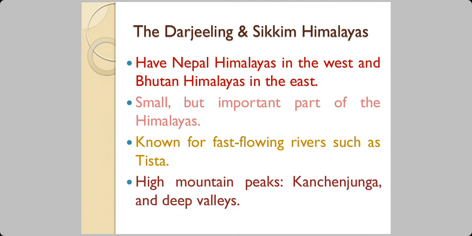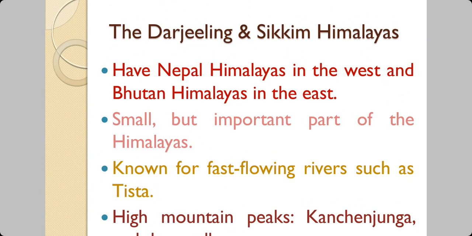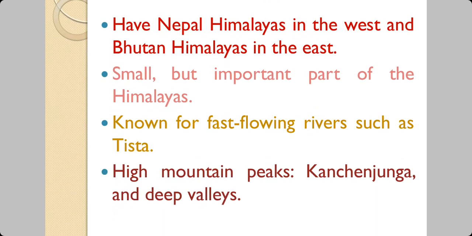Now the next division of the Himalayas is known as the Darjeeling and the Sikkim Himalayas. These are on the east of Nepal. So they have the Nepal Himalayas in the west and Bhutan Himalayas in the east. This division of Himalayas is small, but it is an important part of the Himalayas, and they are known for fast-flowing rivers such as the Tista.